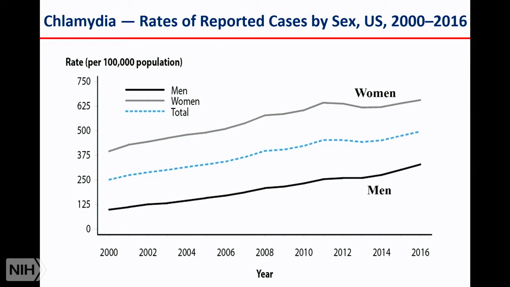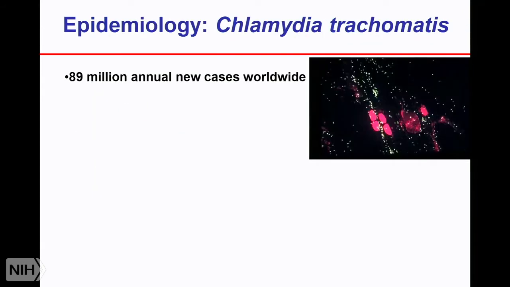This is the epidemic curve of chlamydia in the United States. You notice it's not declining. It's not flatlined. It's continuing to go up. So when I say the resurgence of STIs, I'm referring to graphics like these. And it's increasing more in women than it is in men, but it's also increasing in men as well.